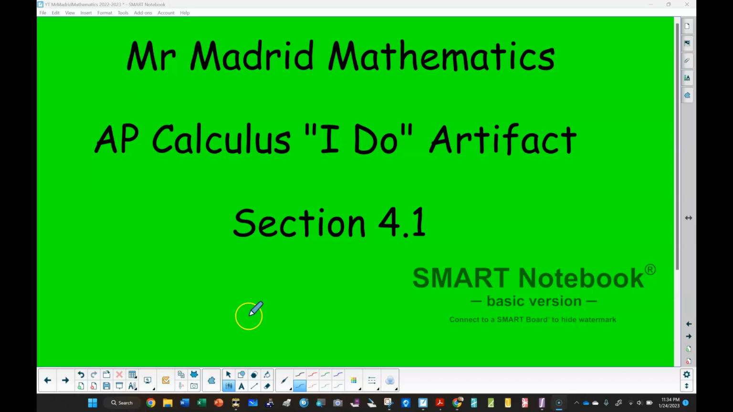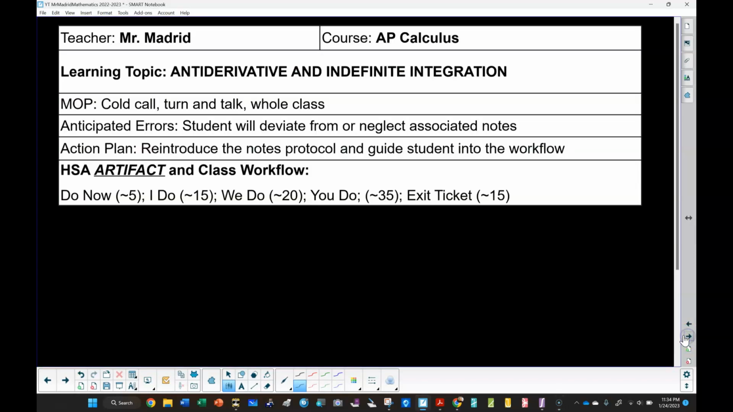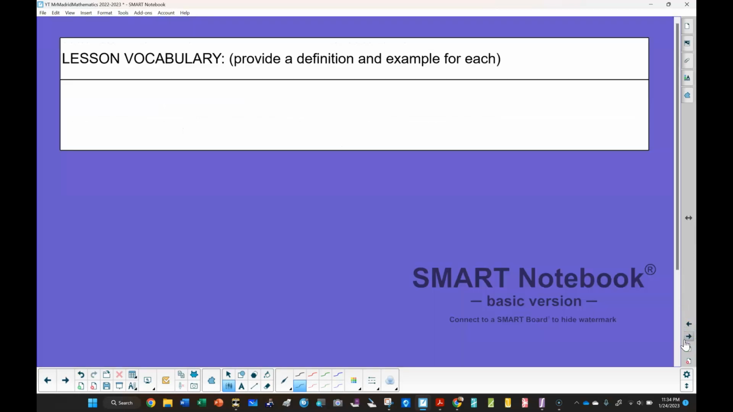All right, Harmony Science Academy AP Calculus students, let's go ahead and get into today's section 4.1, Antiderivative and Indefinite Integration. Okay, we've come a long way. You guys have done awesome. Keep putting in that time, and it's definitely going to continue to pay out.